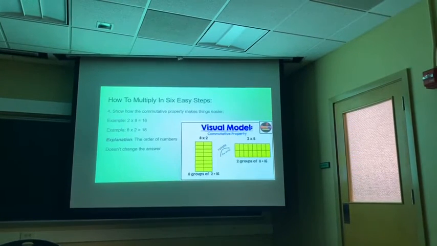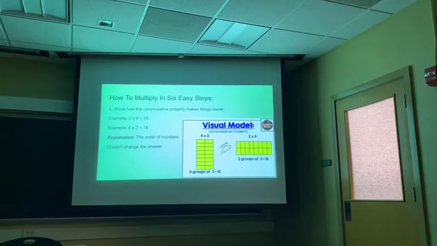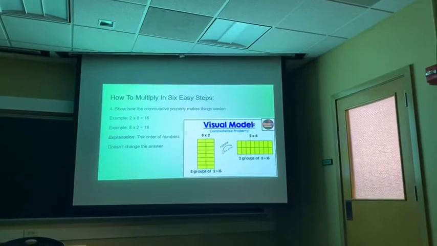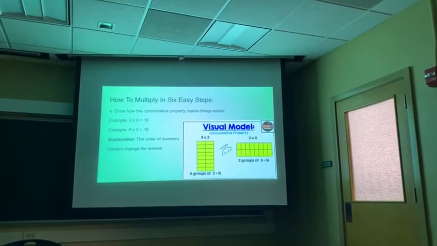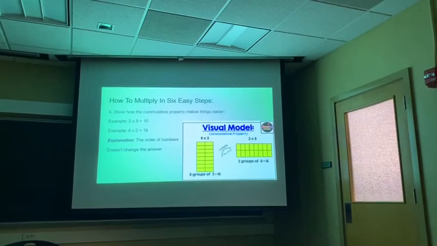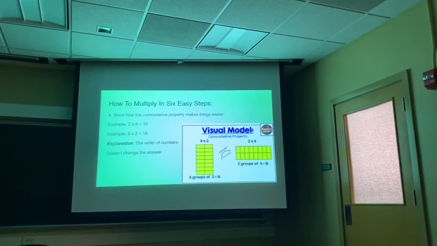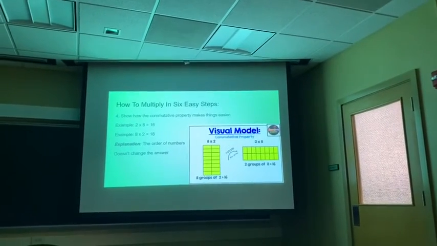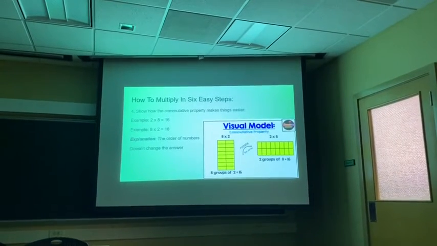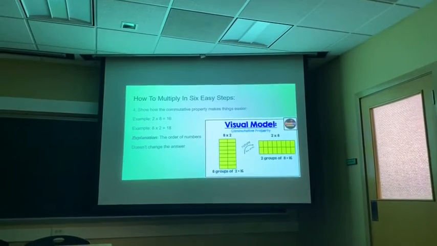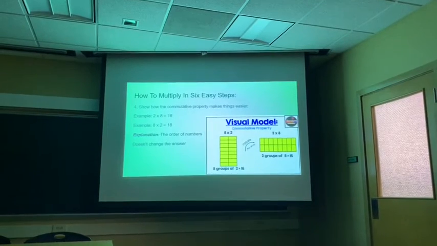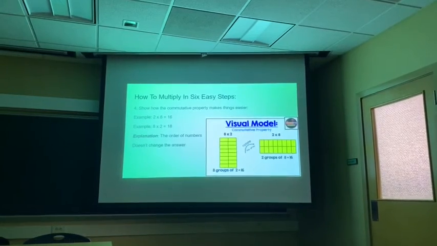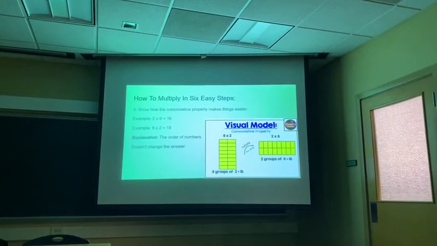For step 4, you can show how the commutative property makes things easier. For example, 2 times 8 equals 16, and 8 times 2 also equals 16. The 18 was just a mistake, so just ignore that. For the commutative property, no matter the order you put the numbers, the answer will never change, as the visual model in the corner shows. No matter which way you write the equation, it will always be the same answer as long as it's multiplication.